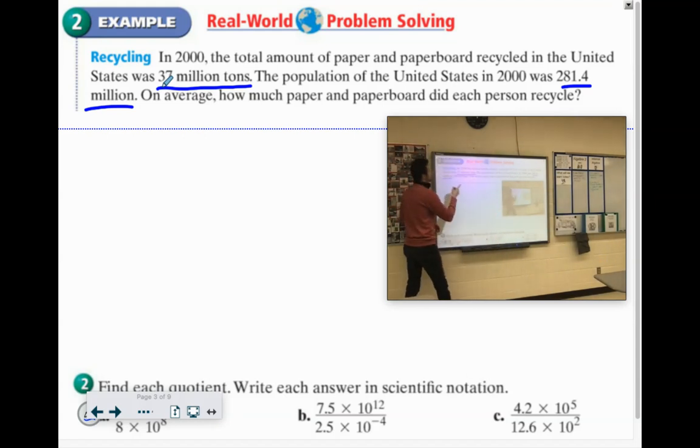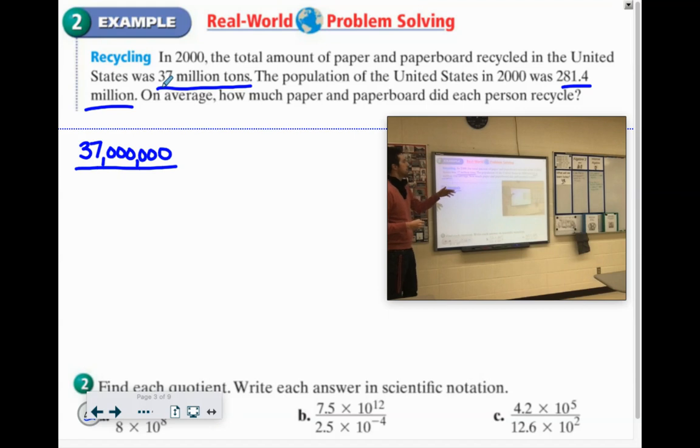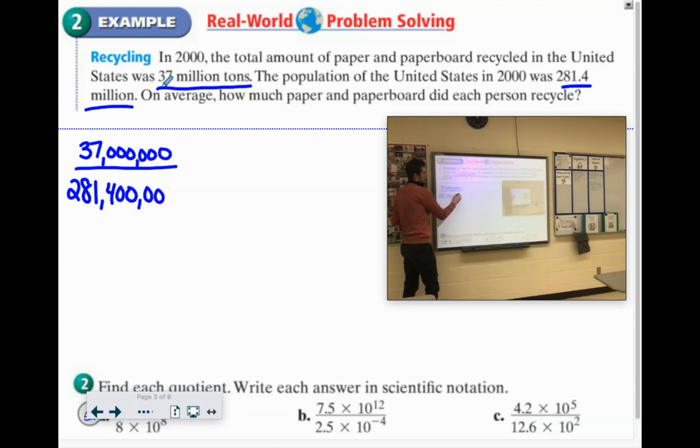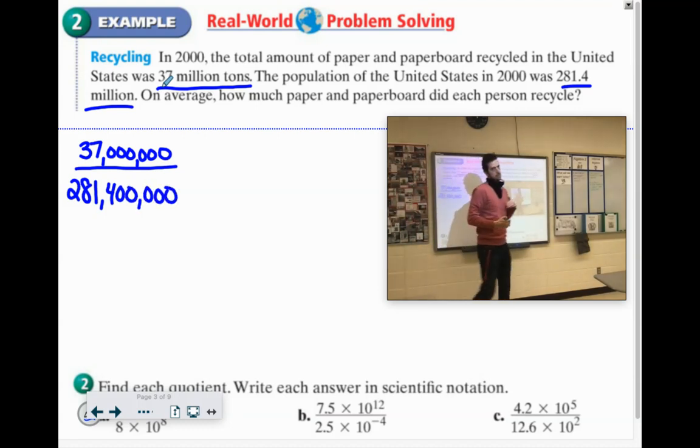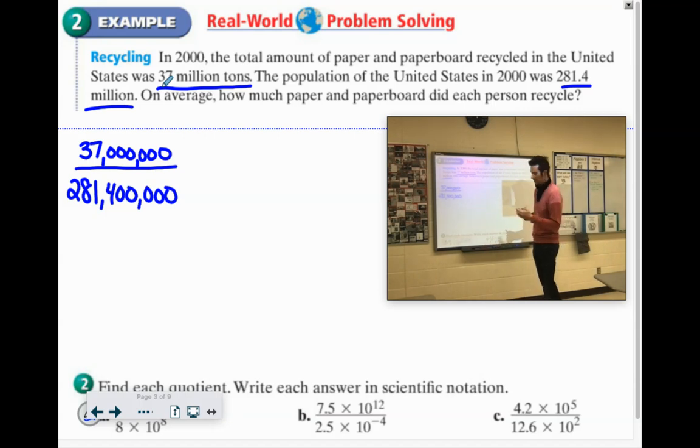So 37 million tons would look like this. 281.4 million people, 281.4 million would look like this. Now the problem wanted us to do this in scientific notation, but honestly we'll do it on the other 3 down there. Let's just divide these kind of as they are, and then we'll write our answer in scientific notation.